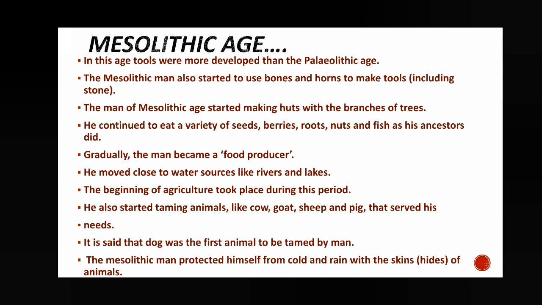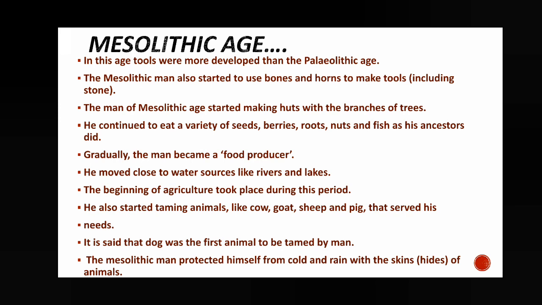That's why Mesolithic men also started to use bones and horns. It is also another difference. In the Paleolithic age, only stones were used, two types of stones, core stone and flake stone. Now in the Mesolithic age, side by side, including stone, two other things were used to make the tools: bones and horns.